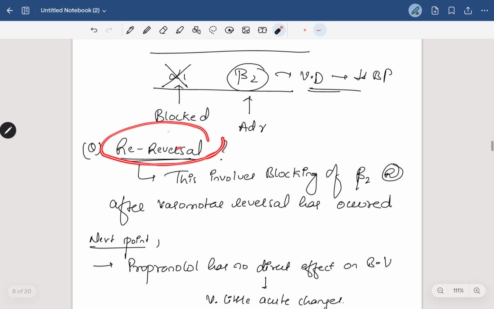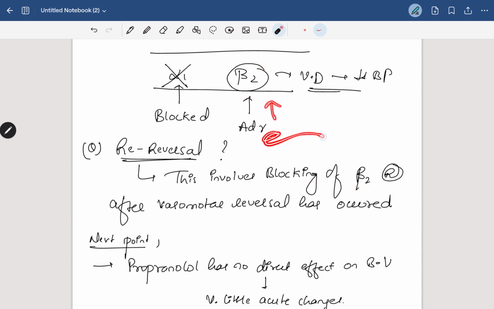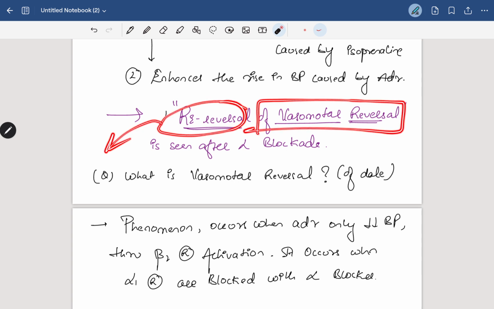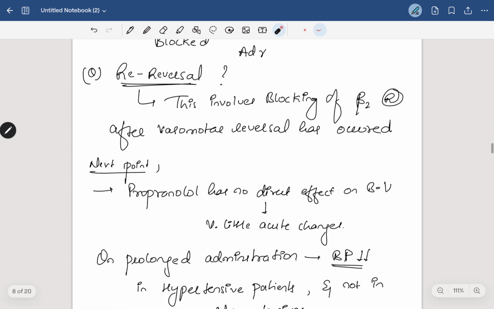Now, what does re-reversal mean? Re-reversal means this involves blocking of beta 2 receptors. This receptor is also blocked after vasomotor reversal has occurred. So when I block this receptor also after this phenomenon takes place, it is known as re-reversal. So they are telling us that when we use propranolol, re-reversal of vasomotor reversal is seen after alpha blockage. Makes sense, right? So for re-reversal, what do we use? We use a beta blocker, that is propranolol.